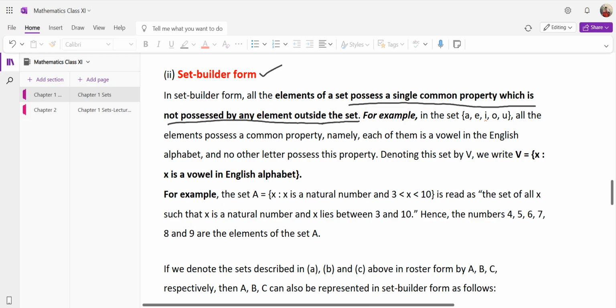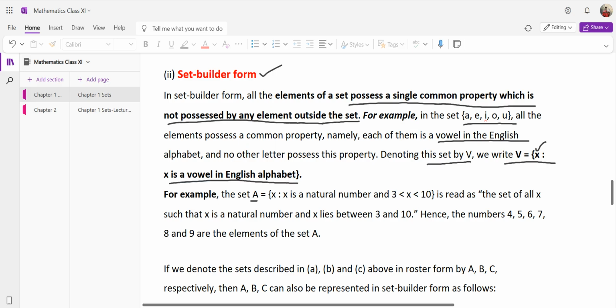For example, in the set A, E, I, O, U, all the elements possess a common property, namely each of them is a vowel in the English alphabet, and no other letters possess this property. Denoting this set by V, we write V = {x : x is a vowel in the English alphabet}.